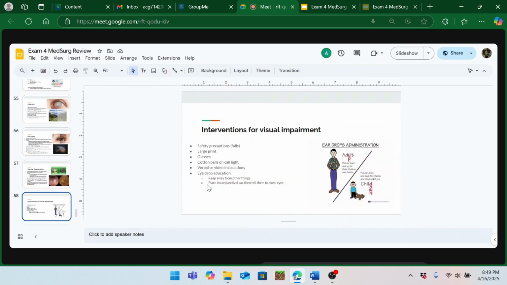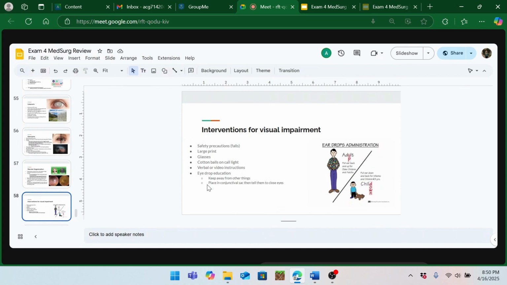For people that have visual impairments, they're a huge safety risk because they can't see, and they can fall. So put fall risk interventions in place: the bed light, bed low to the ground, etc. Large print so that they can see. They might need glasses. Put cotton balls on their call light so they can feel the call light and they don't have to try to get out of bed to come get you if they need something.